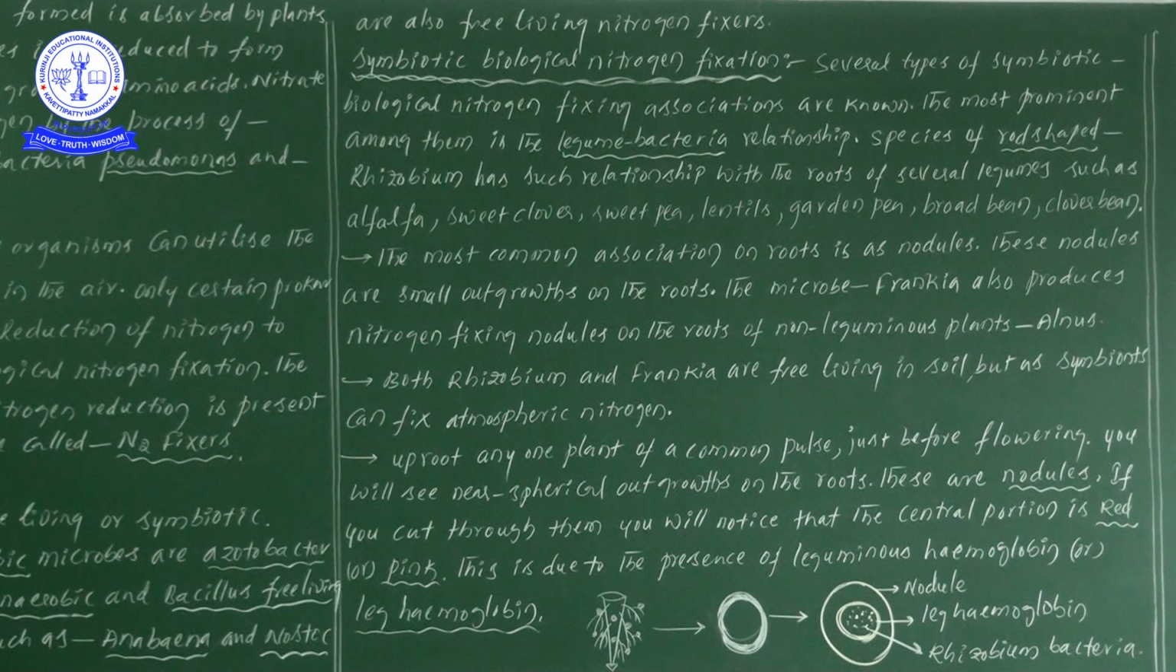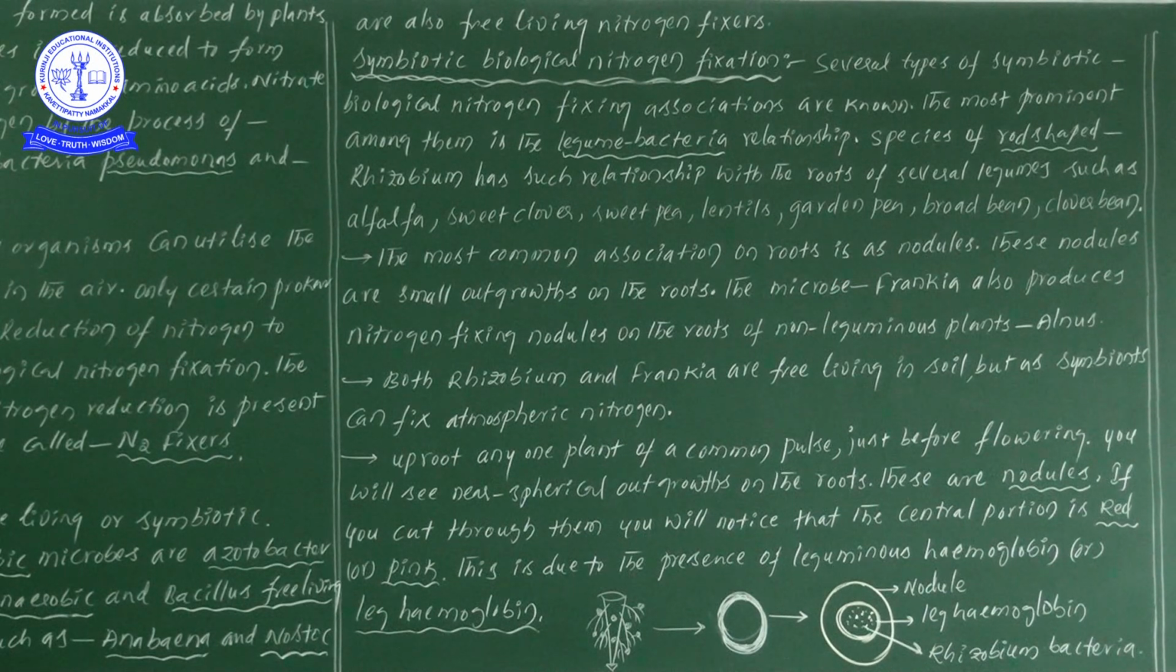Leguminous plants will definitely be associated with Rhizobium bacteria. By associating with nitrogen fixing bacteria, they will definitely benefit with nitrogen quantities. Why? Because if nitrogen is available, they will use it for their metabolic activities. Later, the most common association on the roots is as nodules. So the most common association on roots is as nodules.